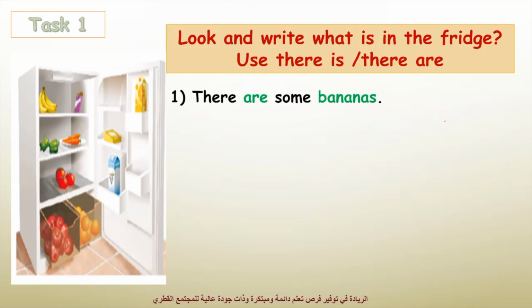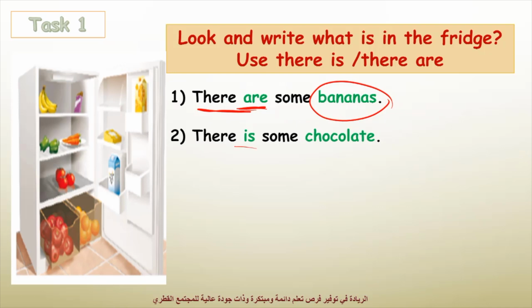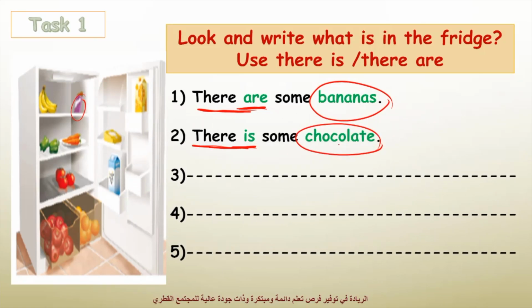Number 1. There are some bananas. With there are, we use bananas, and the bananas are countable. I can count them. So, with the countable nouns, I can use there are. Number 2. There is some chocolate. With there is, I use the chocolate because the chocolate is an uncountable noun. So with there is, we can use the uncountable noun. Let's complete the activity. It's your turn.